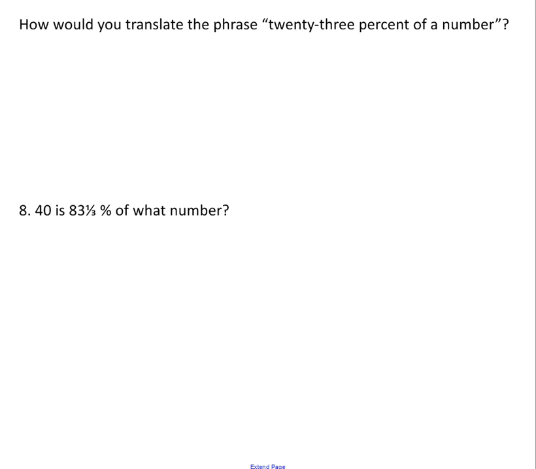Well, now we're continuing on with our discussion from section 2.1 on basic equations and percentages. In this case, let's get to the percentages. So let's start with the phrase: how would you translate the phrase 23% of a number? Why don't you pause your video for a moment and see if you can write up an expression for that, and I'll wait.